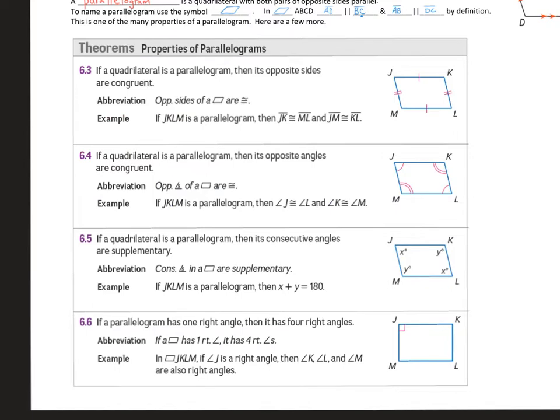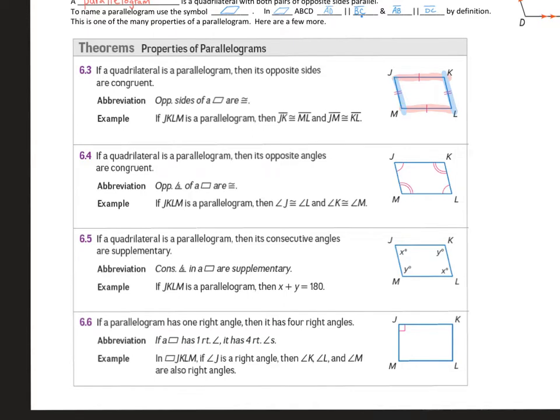Starting off with theorem 6.3, it states that if I have a quadrilateral that is a parallelogram, then opposite sides are congruent. So here I have parallelogram JKLM. I see that segment JK and segment ML, those segments are congruent. They are opposite sides. They are across from one another. And then I take a look and I see that segment JM will be congruent to segment KL. So again, I'm looking for segments that are across from one another.